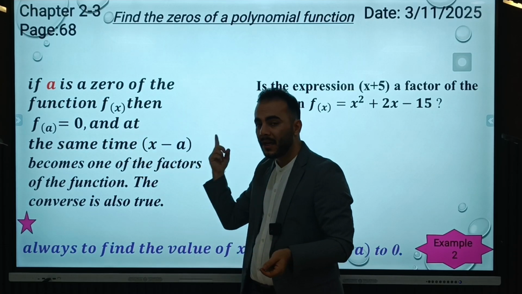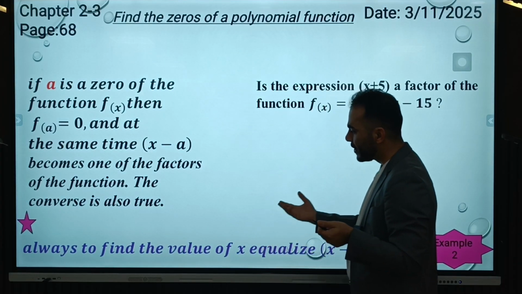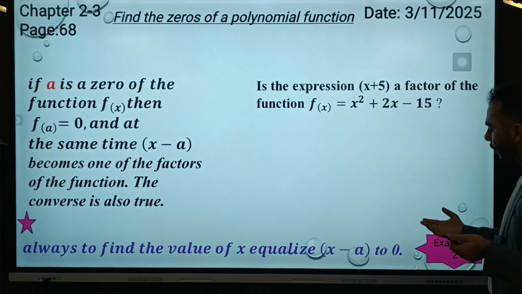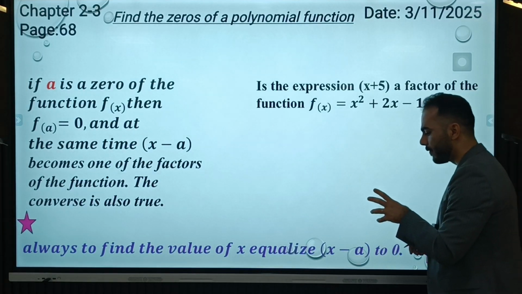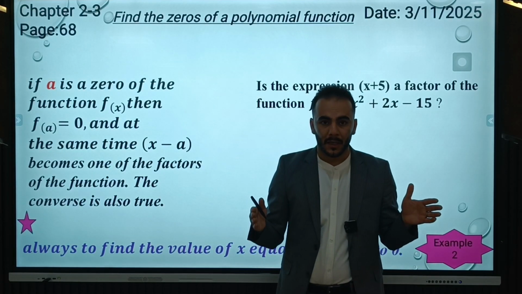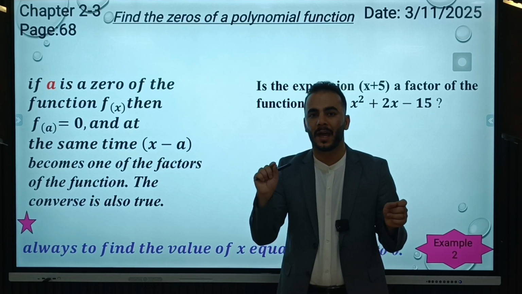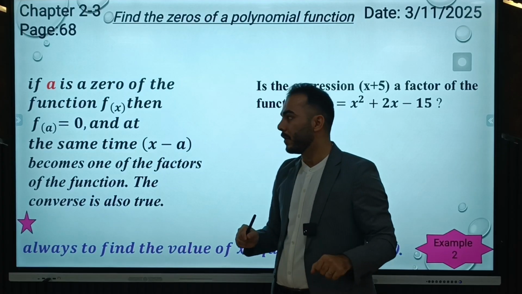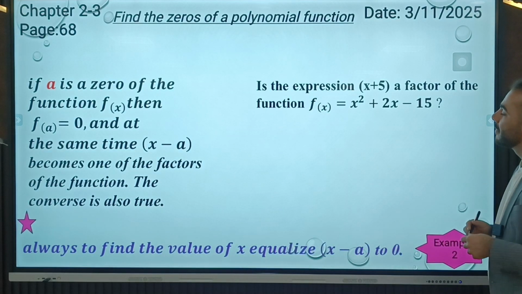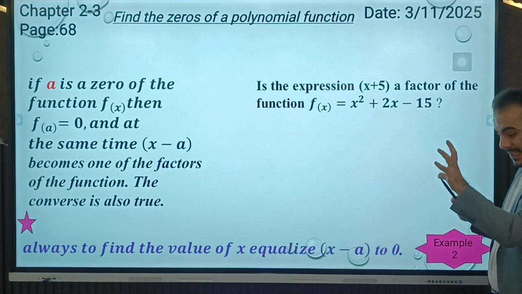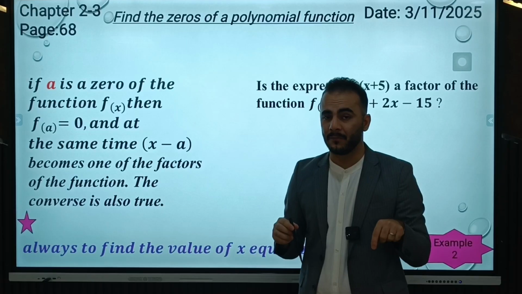So always, to find the value of x, equalize x minus a to 0. Whenever the factor is given, we need to equalize it to 0, and the value that we find for x would become the zero of the function. Just do this kind of thing that we said on this example. The type of question that is going to come for this year's exam, for this stage, which is the grade 10 book, is going to be in this way.